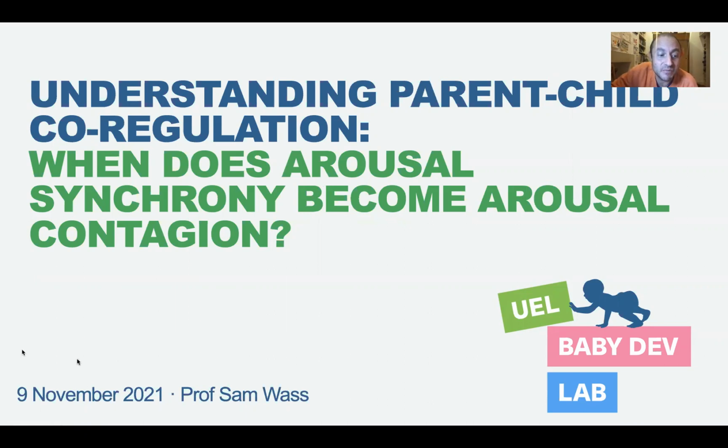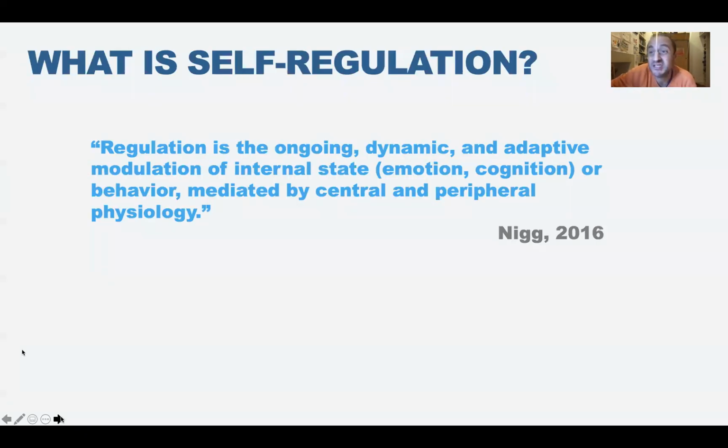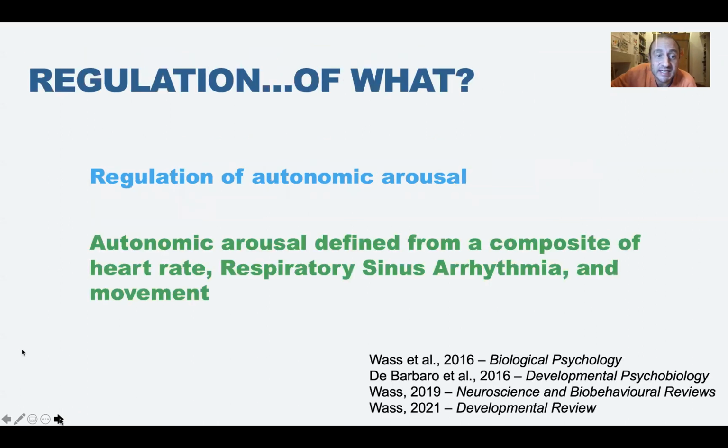To think about this, co-regulation starts from the idea of self-regulation. Self-regulation is defined as the ongoing dynamic and adaptive modulation of internal state, emotion, cognition, or behavior mediated by central and peripheral physiology. That's our definition from NIH, and that's what we're going to be using today.